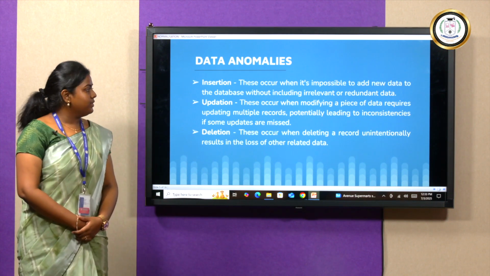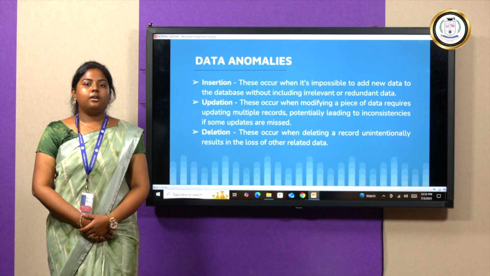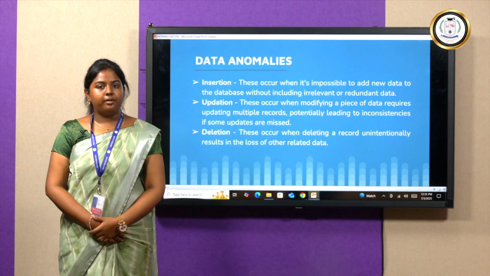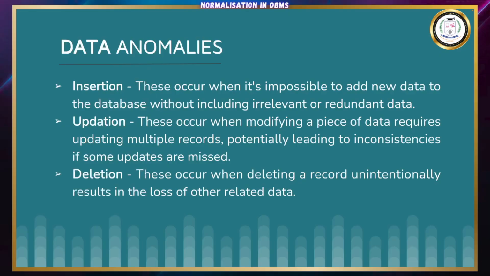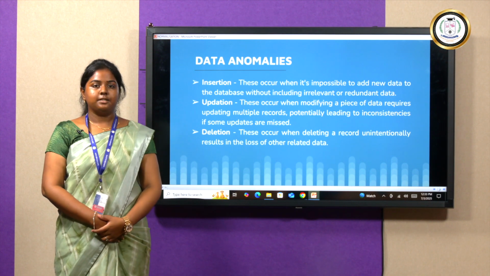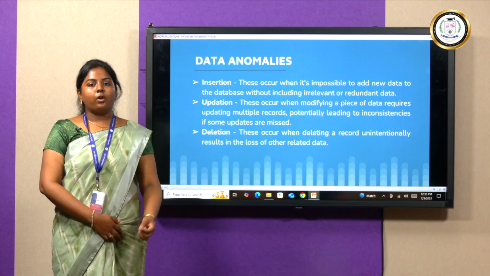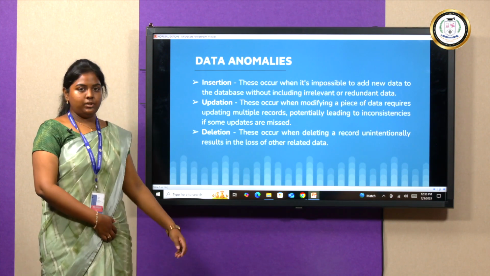So next is updation. If you are updating in one place, for example, changing an address in one place, but you are not updating the same address in all the relevant fields, it causes a data error. So next is deletion. The tables are interconnected, and if we have two different tables merged into a single table and we delete, for example, the customer's data, automatically the product data would be deleted. That's why we have to avoid this deletion data anomaly.